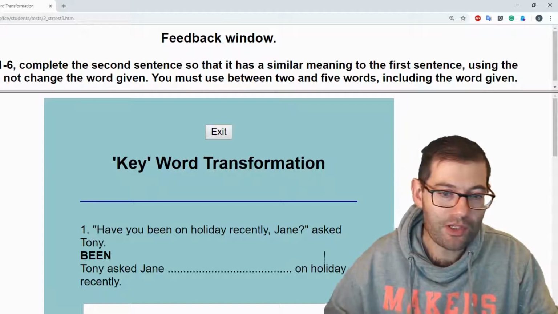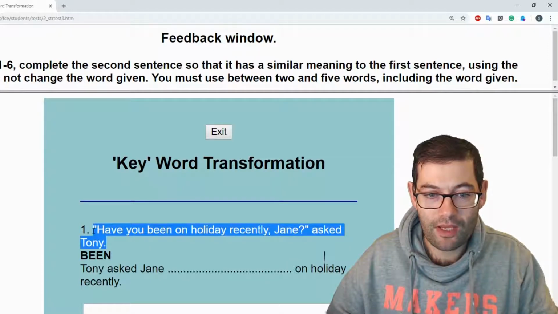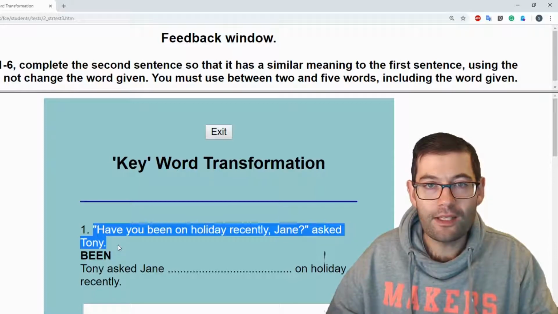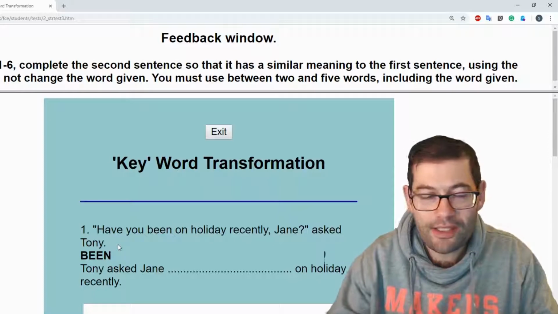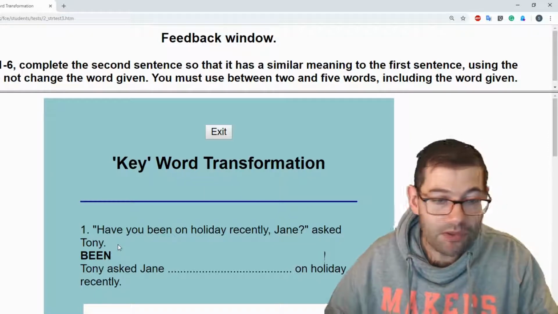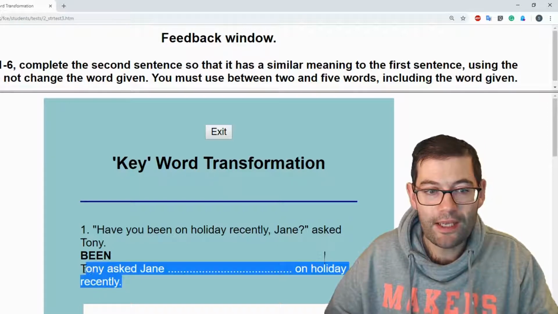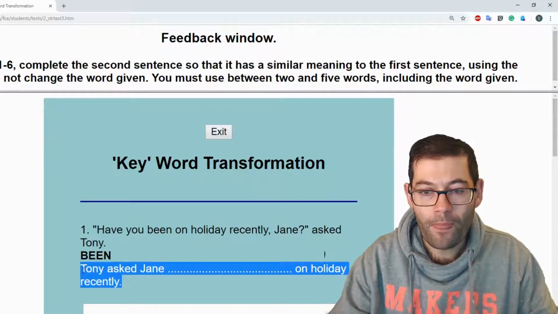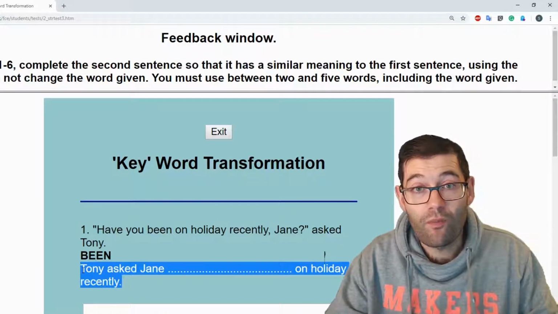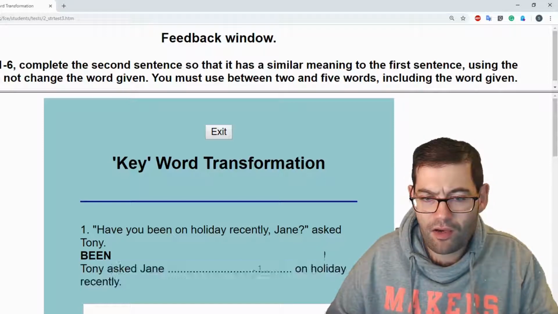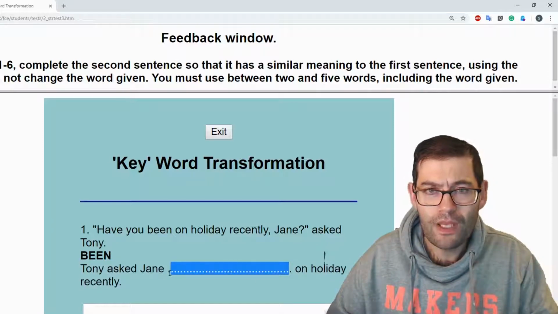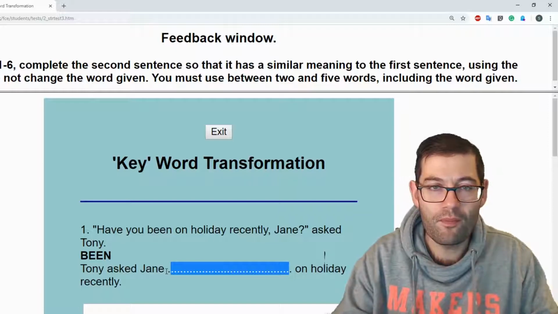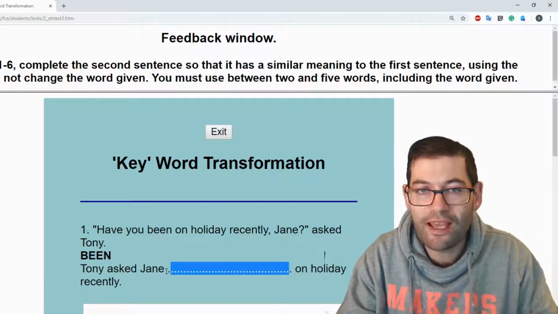And we can see this with question number 1, which is the question, have you been on holiday recently, Jane? Asked Tony. So this is a question, and that's important. And it's not just a question, but it's a question that generates a yes or no answer, and that's important because of the structure that we need in our answer. So it says Tony asked Jane on holiday recently. Now we need to ask a question, but we don't have any question marks here. We can't create a question in this gap. So how do we get that yes or no answer? How do we get to a language format which allows us to find out a yes or no answer?